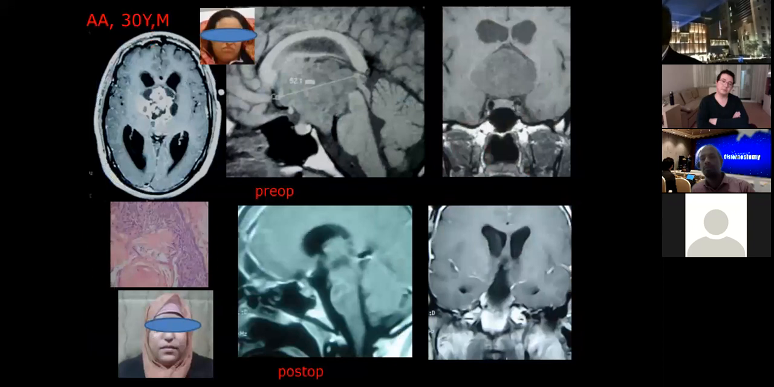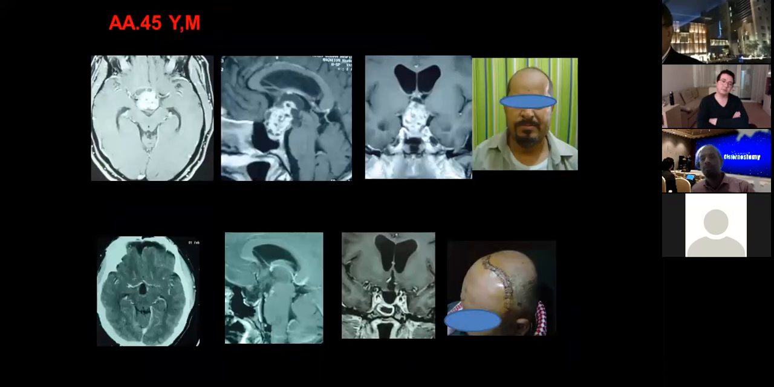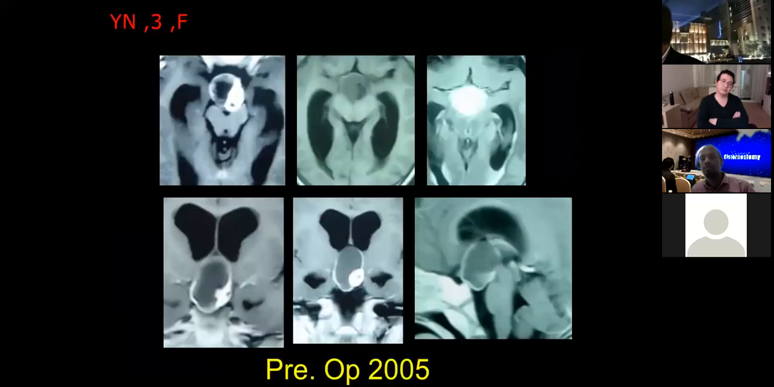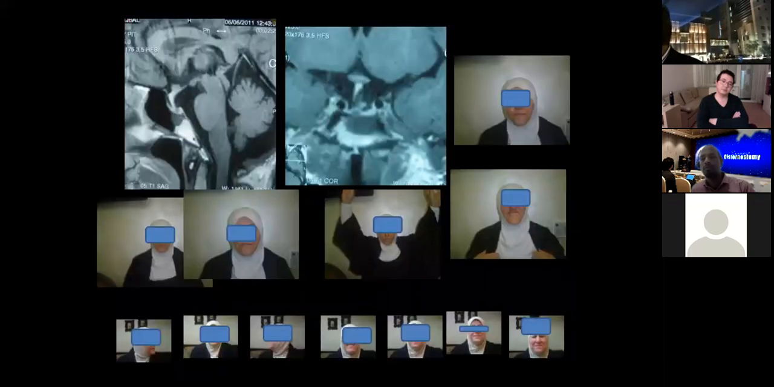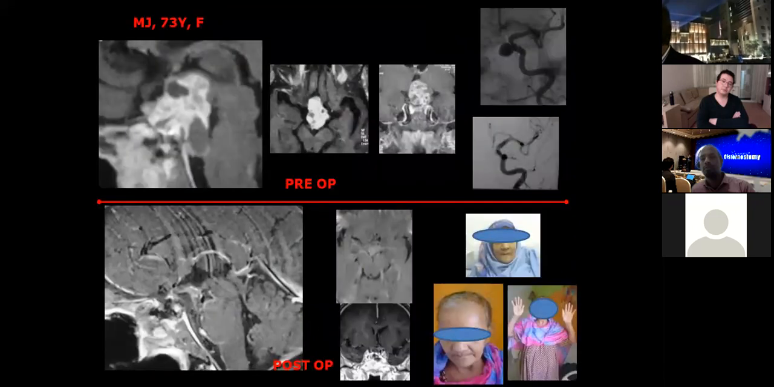Patient from Libya with this tumor, husband is a GP, and she was pregnant 36 weeks. So no child, did a cesarean section, excised the tumor completely. Patient again from Yemen with this tumor, before and after. Before and after, this lady. And this lady came from Bahrain.